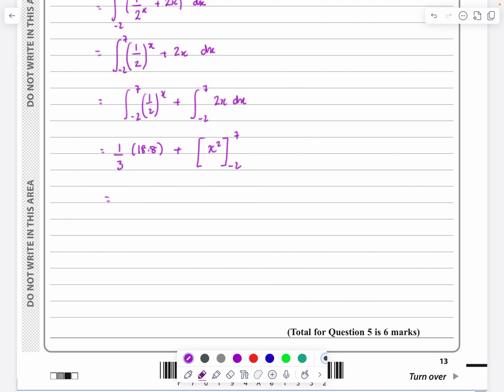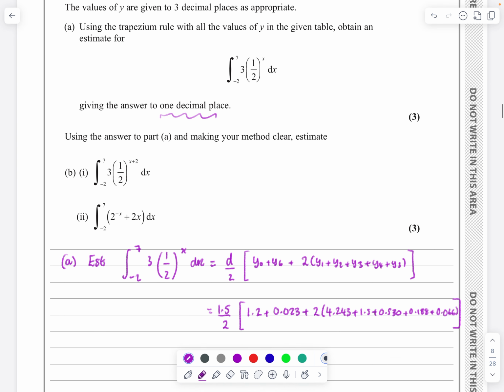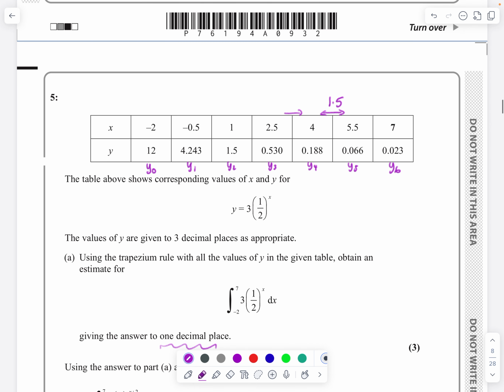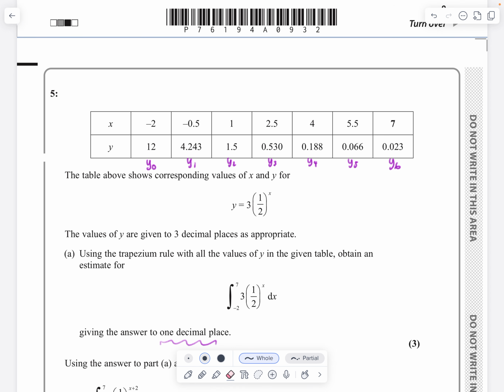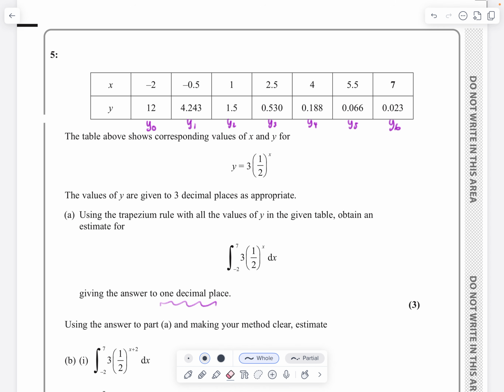So that gives me a third of 18.8 plus, and then all we're doing is putting 7 and minus 2 in there, getting 7 squared minus 2 squared, and at this stage just chuck it all in and work out the answer. It works out to be 51.3, and that's a really nice question to do in terms of your general revision, because it's got lots of skills that they use over and over again on these trapezium rule questions, certainly the second part of them. So it's important that one makes sense. I hope it does.